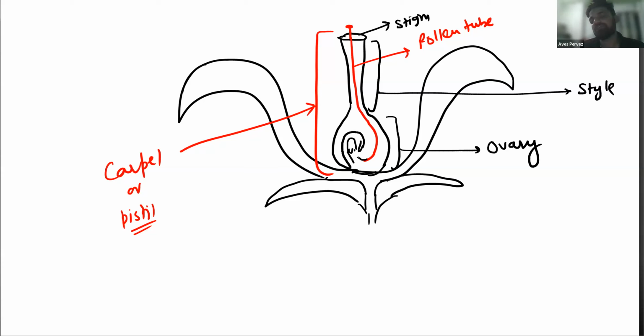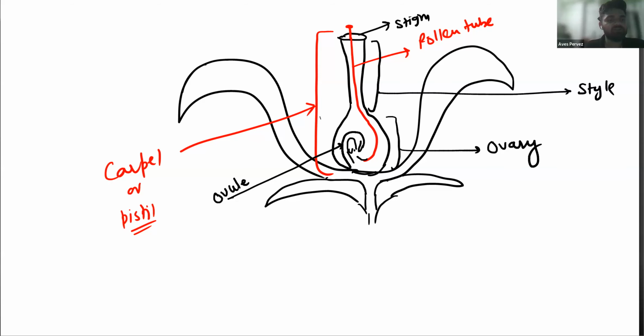So this pollen tube moves towards this ovule. Why? Because ovules secrete some specialized chemicals, and these chemicals help the pollen tube to move towards them. So it means the chemical secreted by this ovary or ovule helps the pollen tube to grow towards it. The movement of the pollen tube towards the ovary is an example of chemotropism. You understood? Chemotropism.